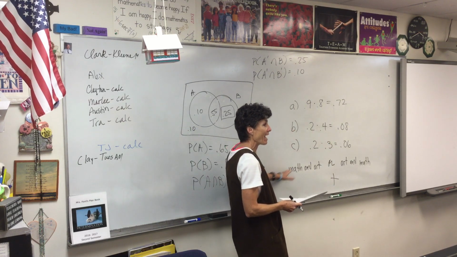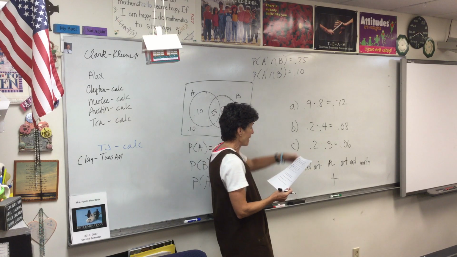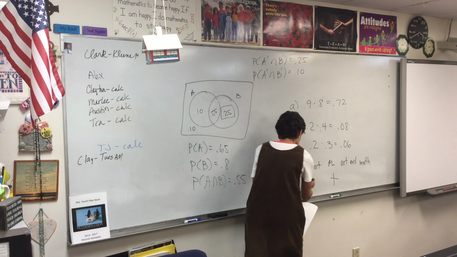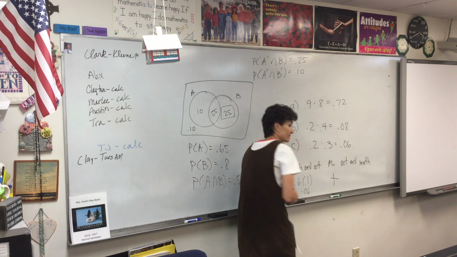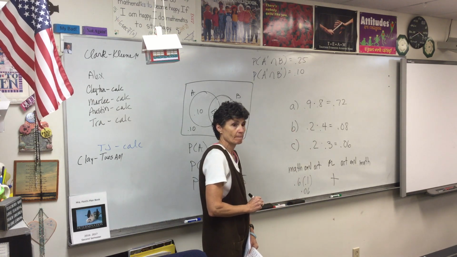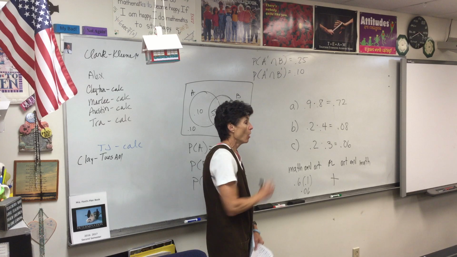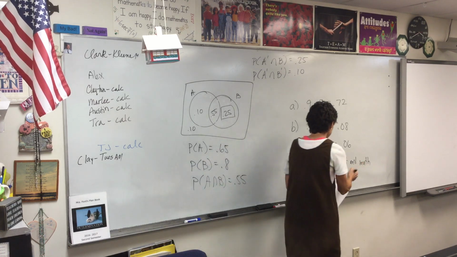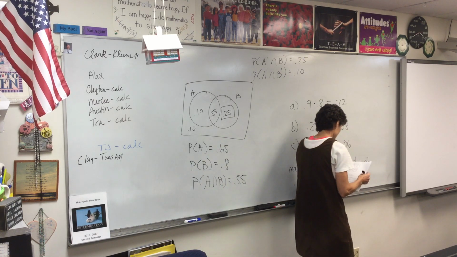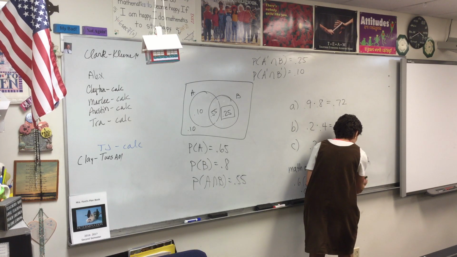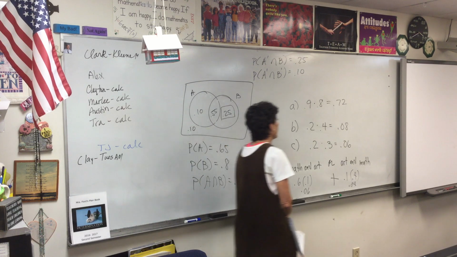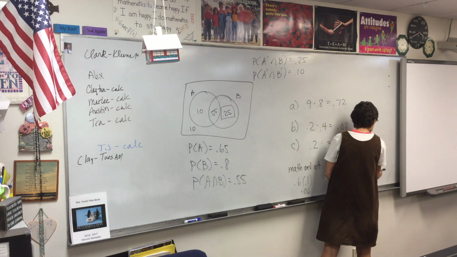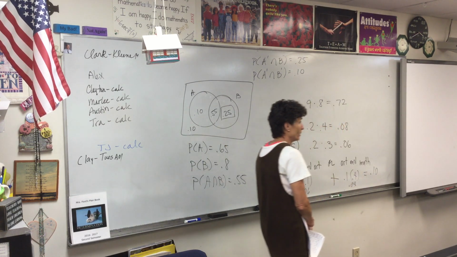So let's do math, art. So first math and second art. So that would be 0.06. Or first art and second math. That would be 0.04. So the answer to the question is add them together, 0.10.